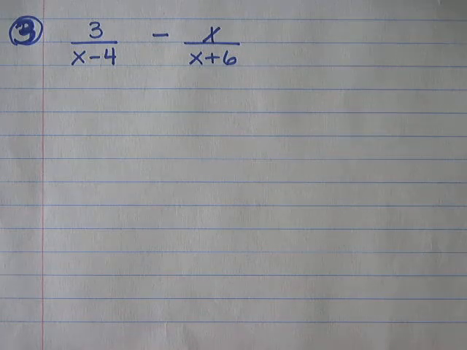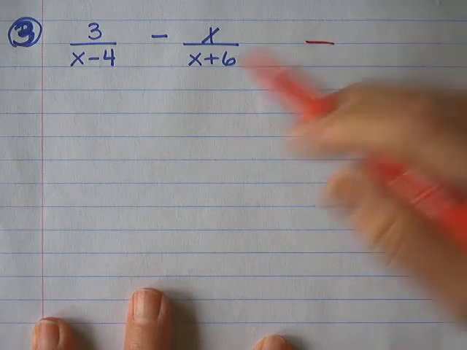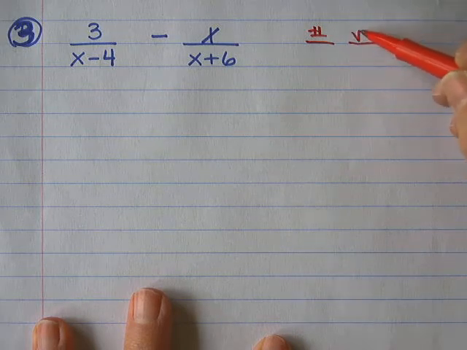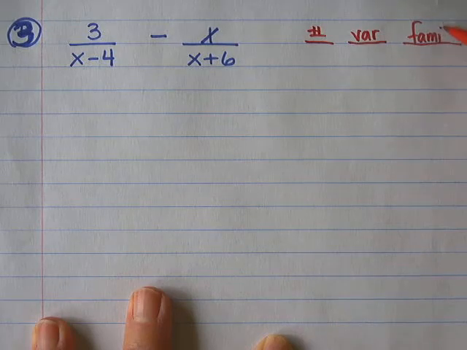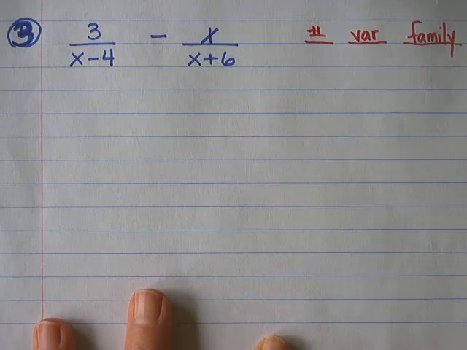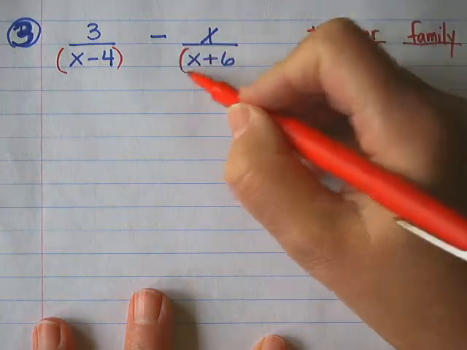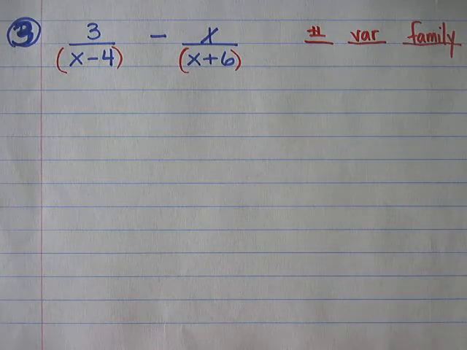Okay, so here's the second part of making a common denominator. In this situation, I want to remind you, I've talked to you about how common denominators, when we have rational expressions, will tend to have a number part, a variable part, and a family part. Remember, I call those groups families. So I have a family of x minus 4 here, and I have a family of x plus 6 here.